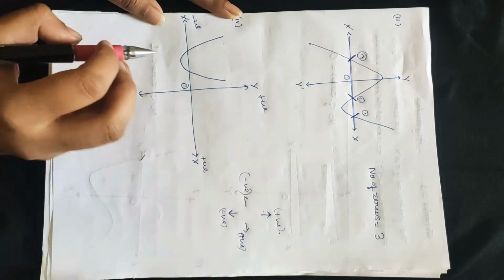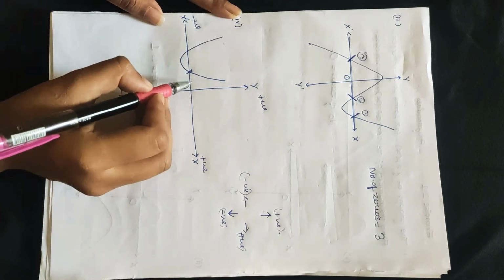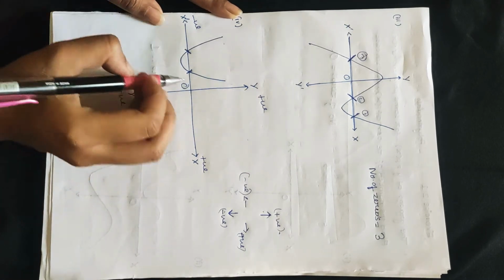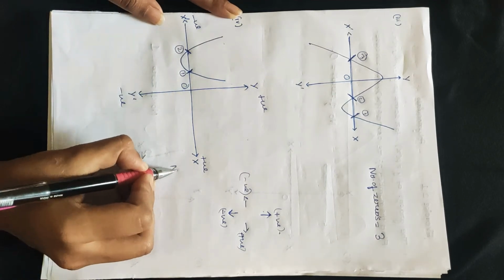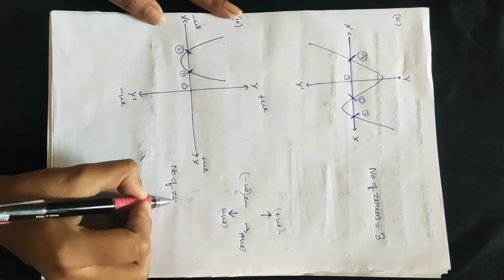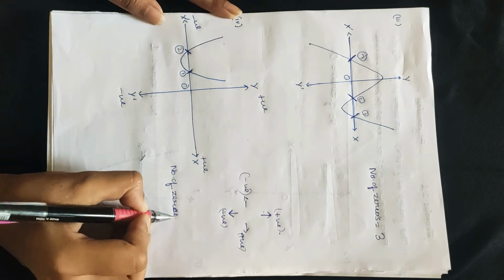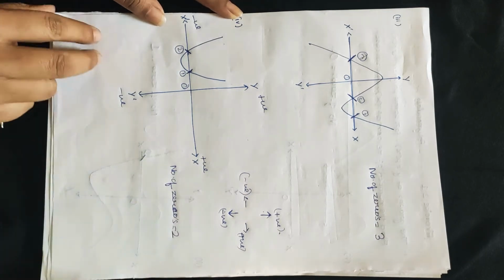Okay, next, see here, the graph cuts the negative of the x-axis at 2 points, which is 1 here and 1 here. So the number of zeros is 2.